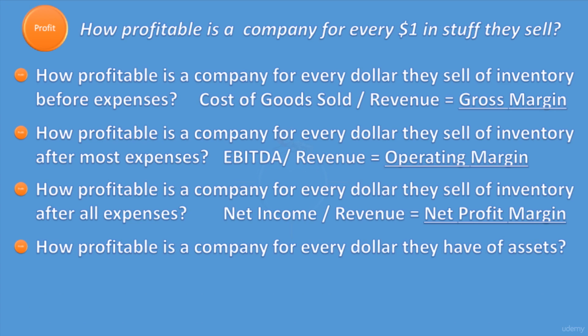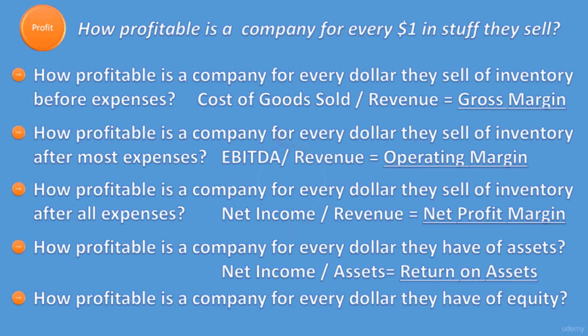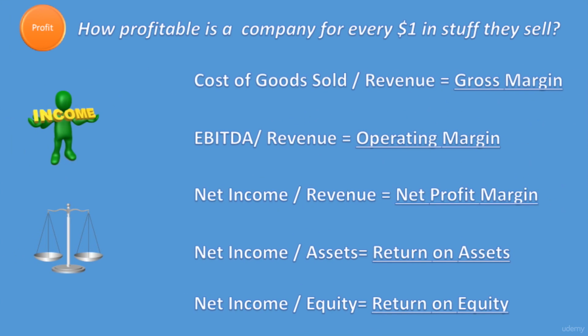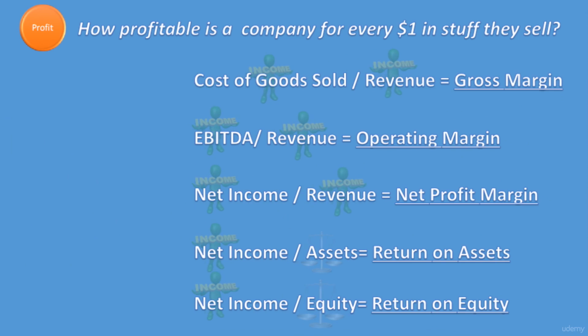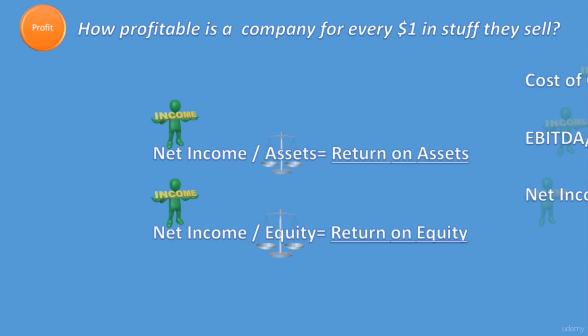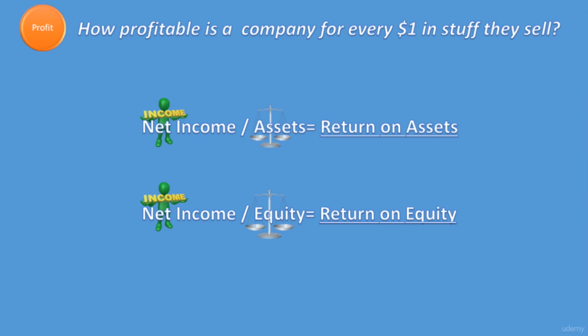And then next up, how profitable is a company for every dollar they have of assets? Well, that's net income divided by assets, which is referred to as return on assets. And similarly, how profitable is a company for every dollar they have of equity? That is net income over equity, which is called return on equity. Now, which one of these formulas uses the income statement and which formulas use the balance sheet? Well, the income statement is most of them, but the bottom 2 are important because these formulas, net income to assets and net income to equity, use both the income statement and the balance sheet to assess profitability. Pretty cool.